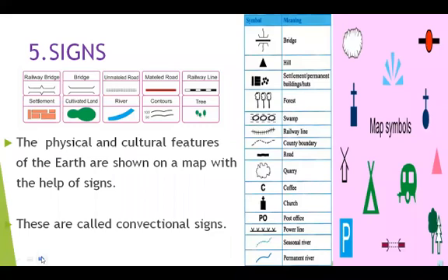And the next is signs. The physical and cultural features of the earth are shown on a map with the help of signs. These are called conventional signs.